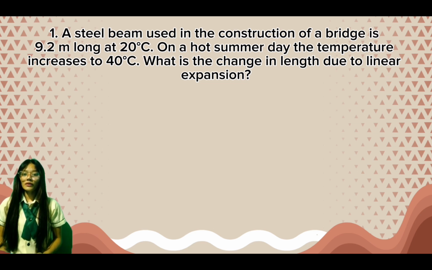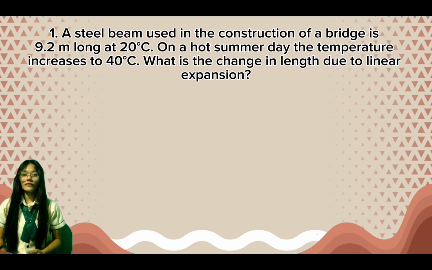This problem focuses on linear expansion, or change in length, which is a special case of volume expansion for objects with one dominant dimension. We're going to use the linear expansion formula to demonstrate how to calculate the change in length given the initial length, coefficient of linear expansion, and temperature change.